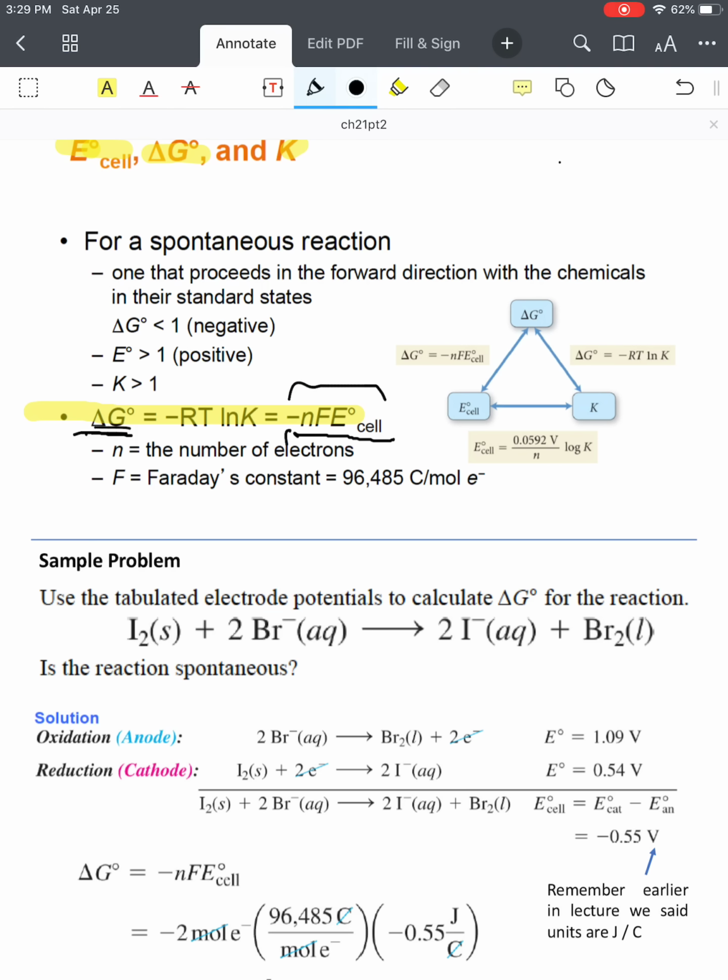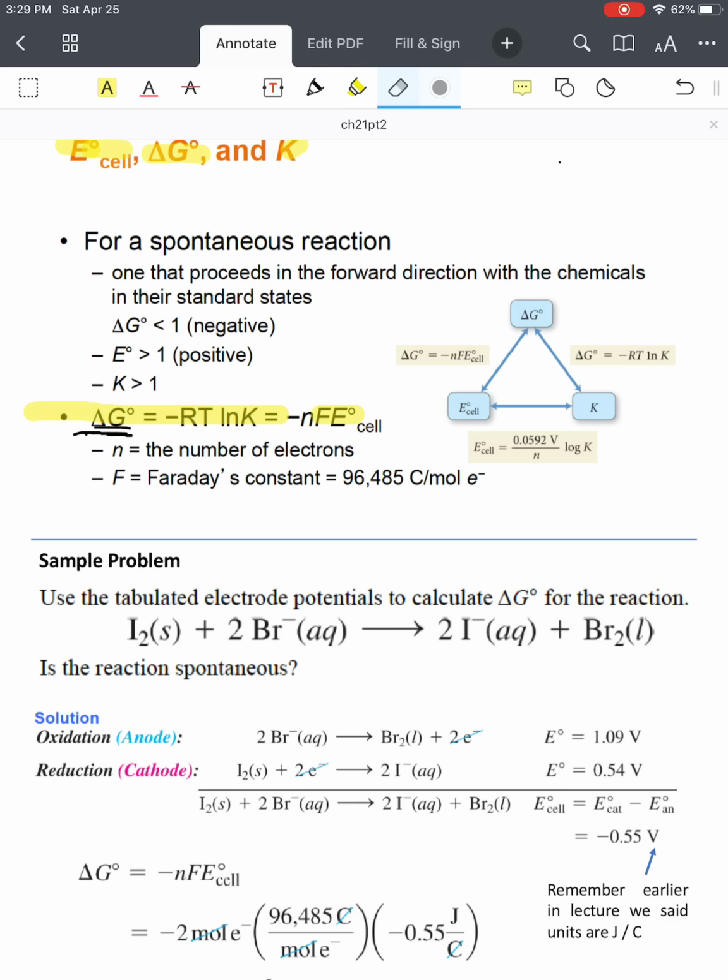And notice that this negative sign is in that equation. What does E0 cell have to be to make the reaction spontaneous? The E0 cell has to be positive. But Gibbs free energy has to be negative. Well, guess what? That negative sign takes care of it for us. It changes the sign, doesn't it? Okay, but don't forget it has to be negative.